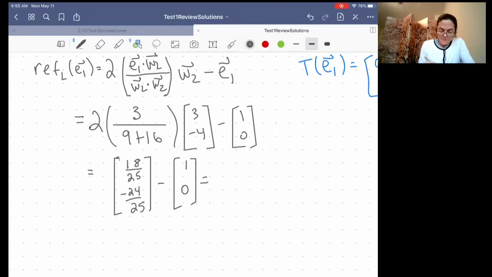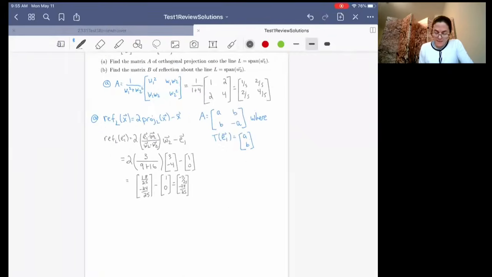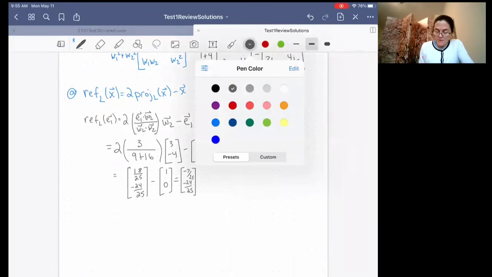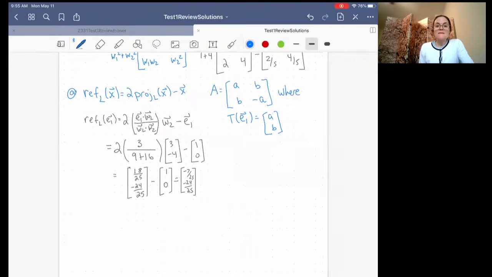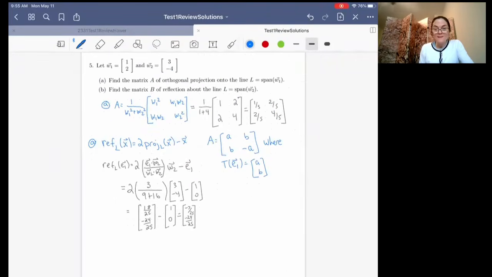We get, well, 18 minus 25 is negative 7. And then we have negative 24 over 25. Okay, so this gets us the A and the B. So now let's write down our matrix, right? We have everything we need. Maybe I will go back to blue. The matrix of reflection. Now we can still see the problem.